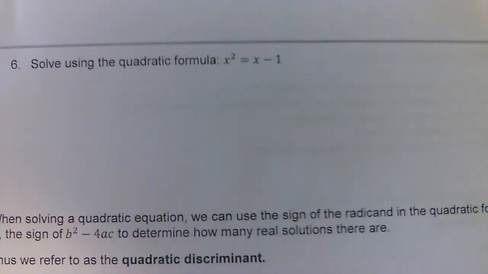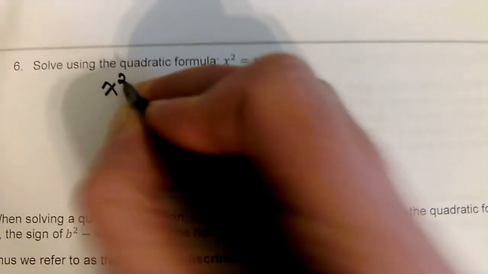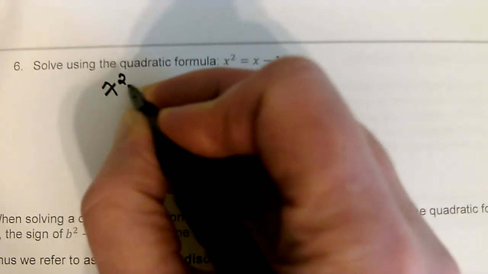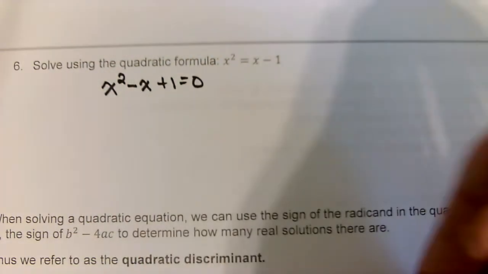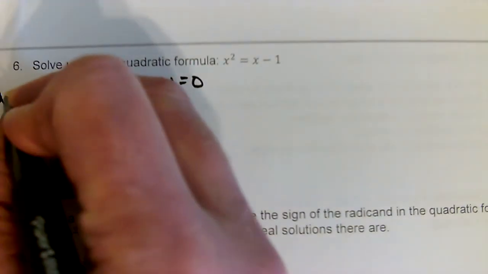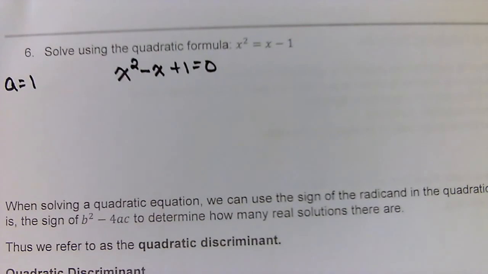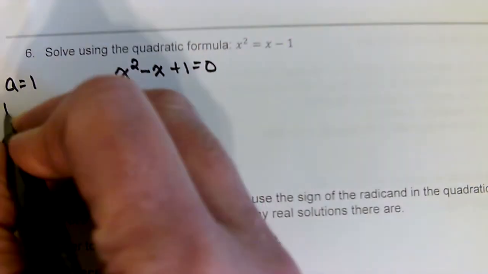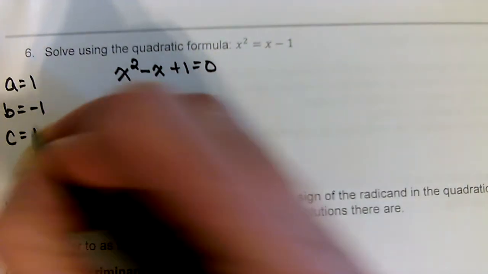Now there's something wrong with this equation because it's not set equal to 0. So I need to move these to the other side. That's going to make it a negative x plus 1 equals 0. So my a on this one is 1 because there's nothing written in front of x squared. That's an understood 1. B is negative 1 and c is 1.